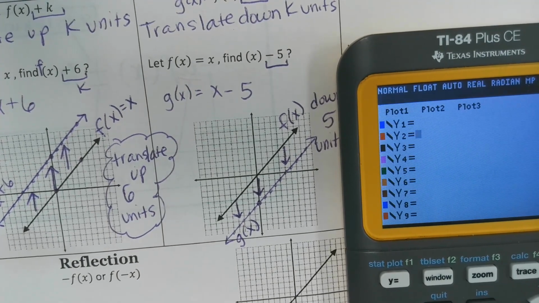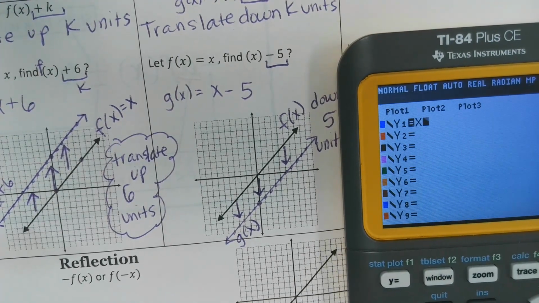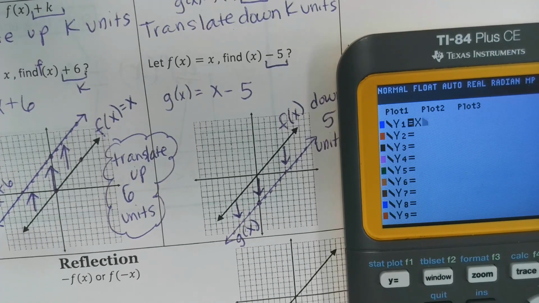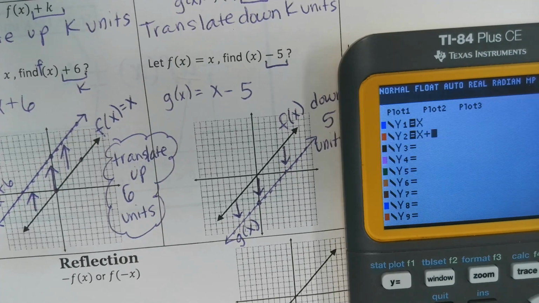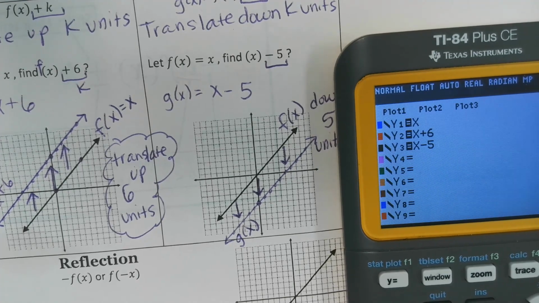We're going to put in our parent function first. Our parent function is y equals x. So go up to y1, put in just x. I'm going to come around and check y'all's calculators. So make sure you're doing this with me. Y equals x. Then y2 is x plus 6. And then y3 is x minus 5.